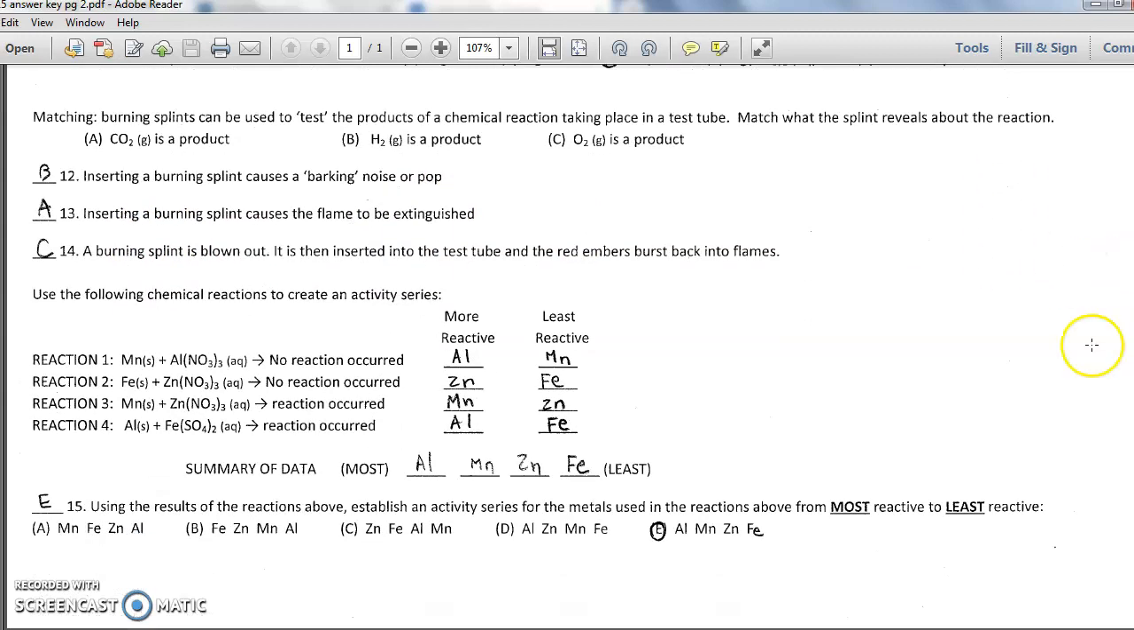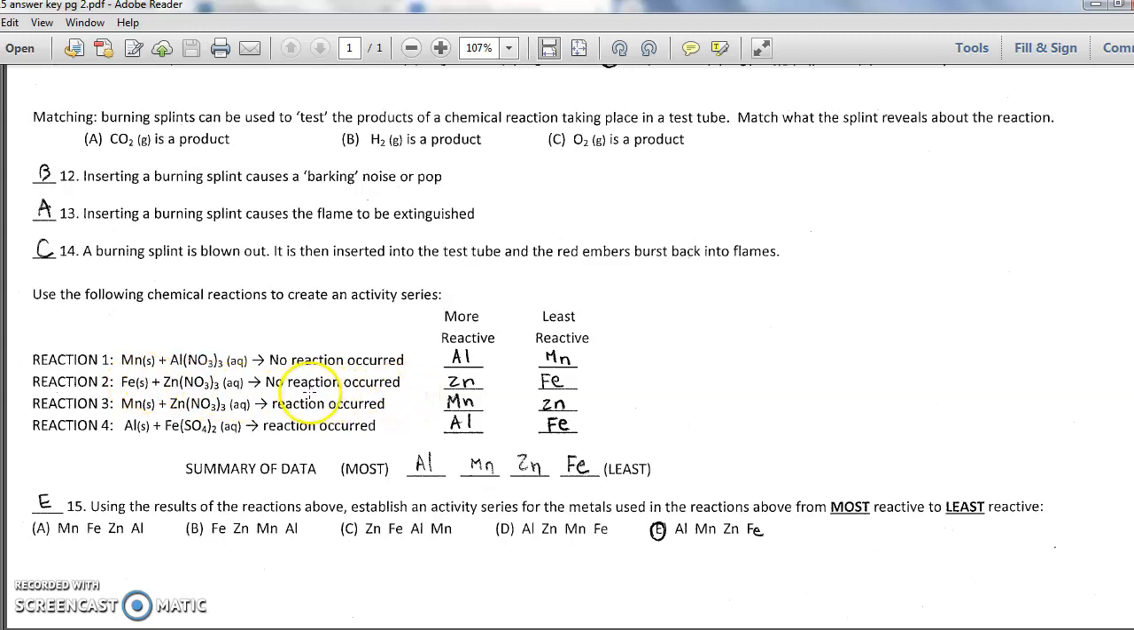All right, our final set of questions here. Again, we are supposed to establish an activity series. They drop a piece of solid manganese in a solution of aluminum ions. No reaction occurs. What do we know? Aluminum is more active than manganese. If you drop a piece of iron in zinc nitrate and no reaction occurs, what do we know? That the zinc ions are more active than the iron. Zinc atoms are more active than the iron.